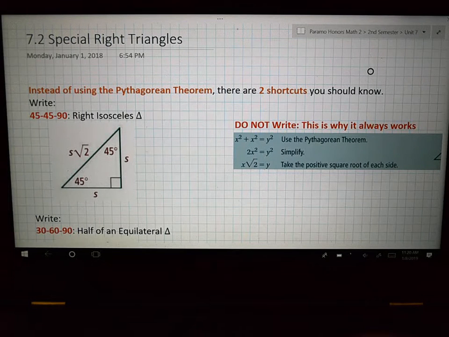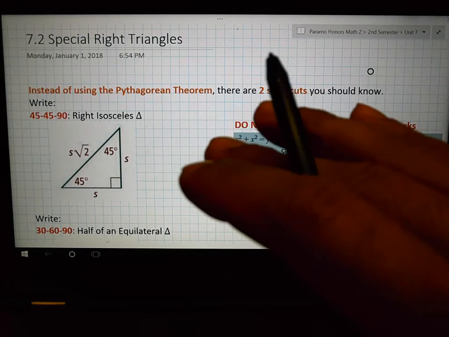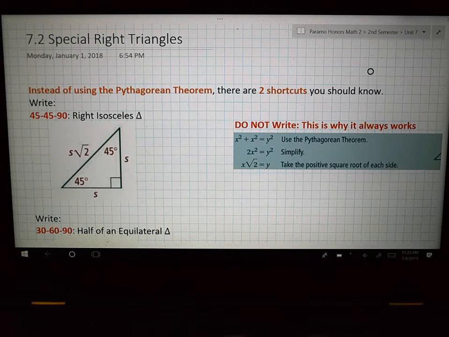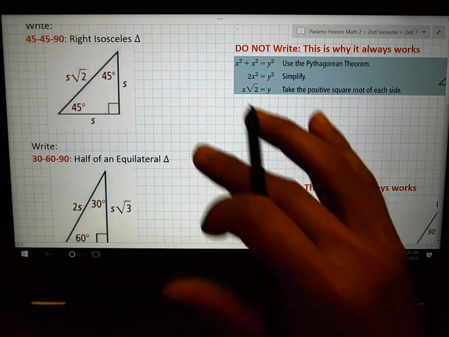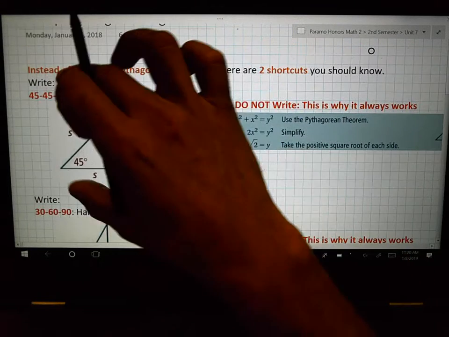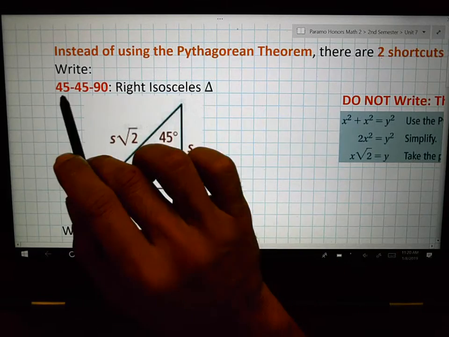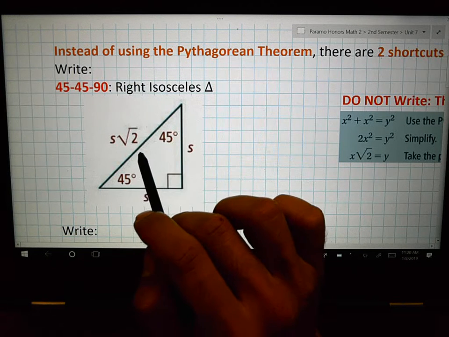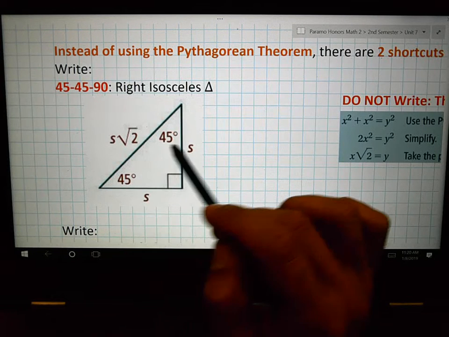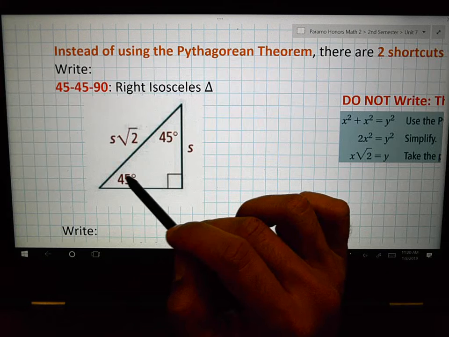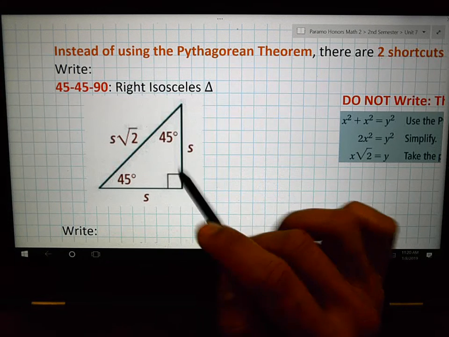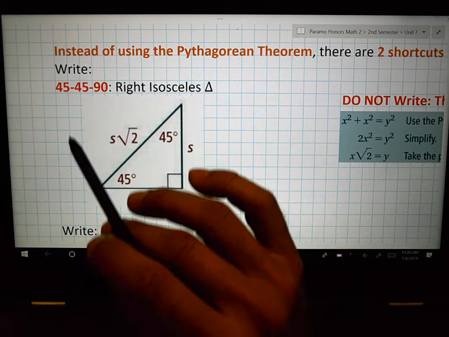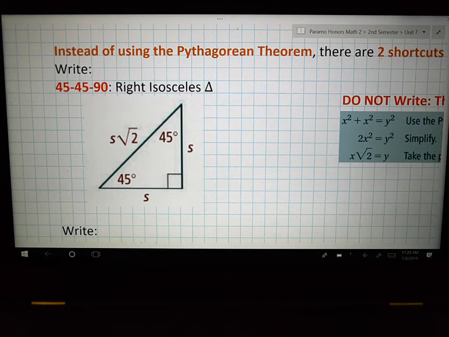Sometimes, instead of using the Pythagorean theorem, you could use these two shortcuts. They have specific names. The first is called a 45, 45, 90-degree triangle. If you know a right triangle has a 45, a 45, and a 90-degree angle, then I can use this shortcut and apply it to any other triangle that's a 45, 45, 90-degree triangle.